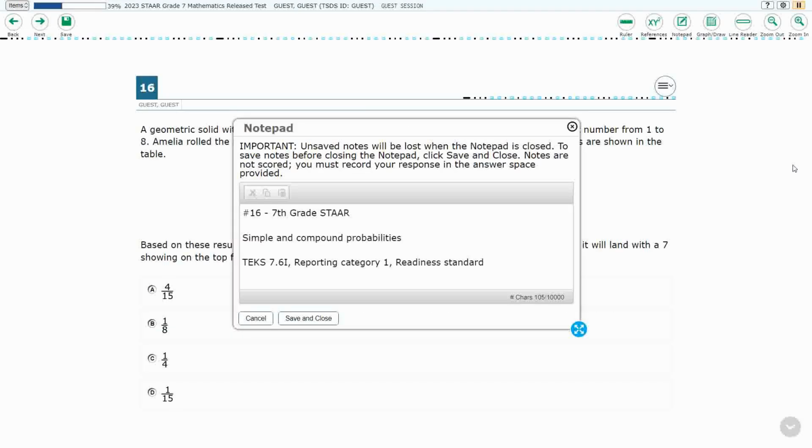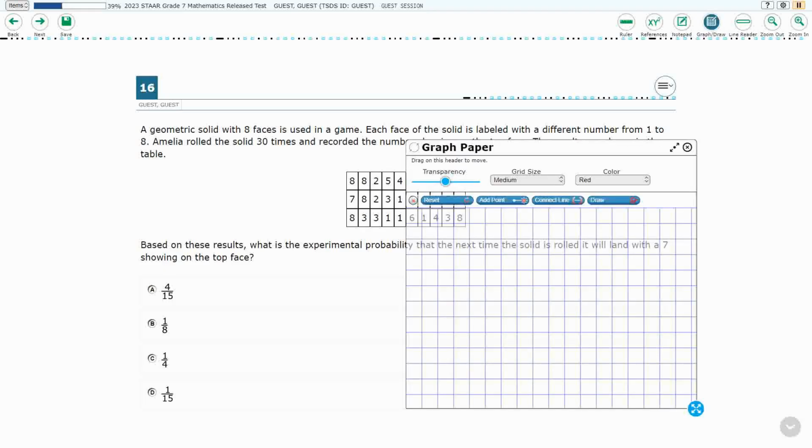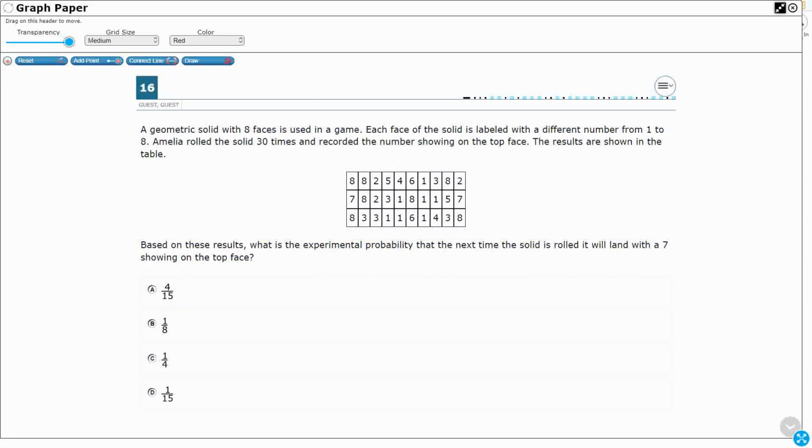Number 16, we are sticking with probabilities, this time simple and compound probabilities, another readiness standard in reporting category 1, 7.6i. So we have an 8-face geometric solid, basically a die, is being used, and we have all of these rows categorized for us, right? And as we can see, we've got 3 rows of 10, so that's where our 30 rows comes in. So this is 3, this is 10, right? So the results are shown.